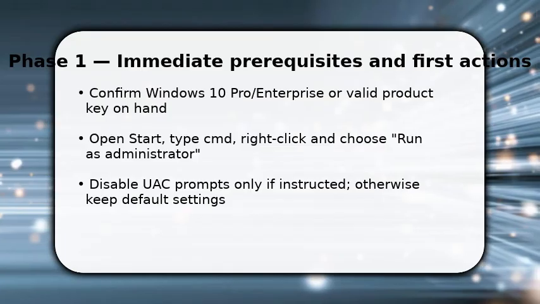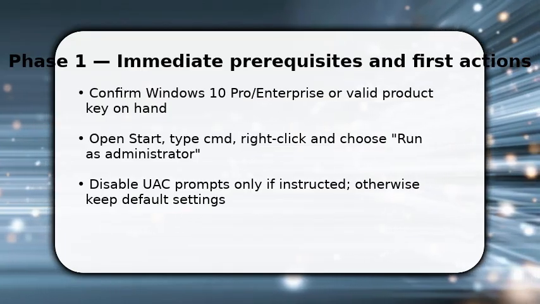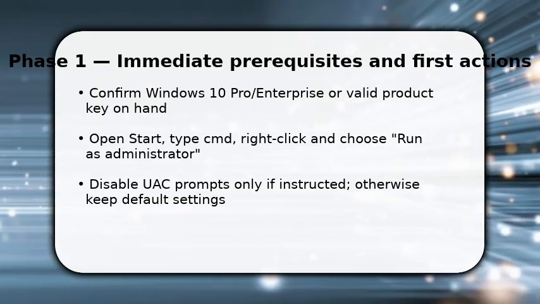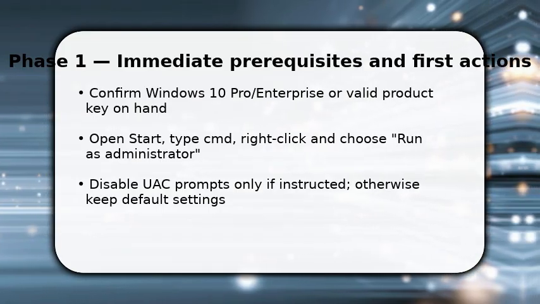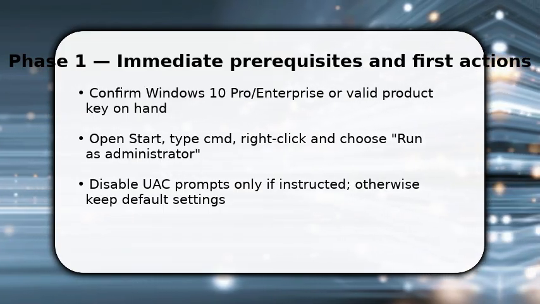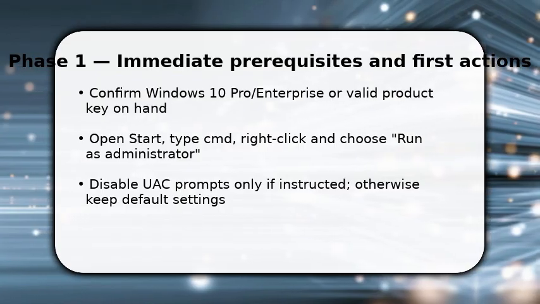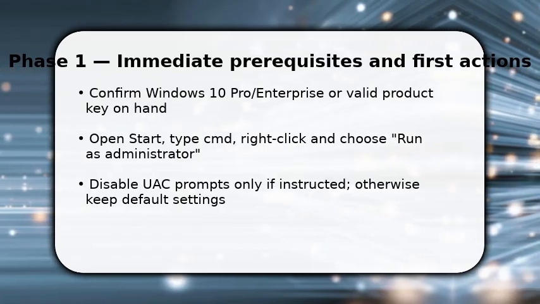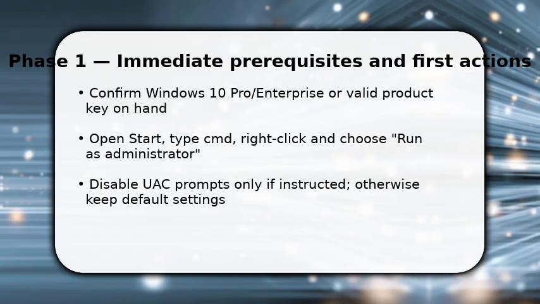You need admin rights and a valid product key. Once ready, open Start and type CMD. Right-click Command Prompt and select Run as Administrator. This elevates privileges so activation commands can modify system settings. If UAC prompts appear, accept them.